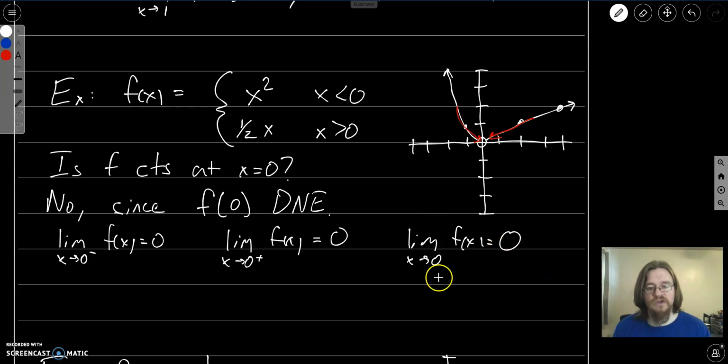So even though the limit exists and everything is fine with the limits, we can't plug 0 into our function. So this is discontinuous. There is a gap in the line. So if I were to trace this, I'd have to lift my pen up, skip over the gap, and continue on the other side.